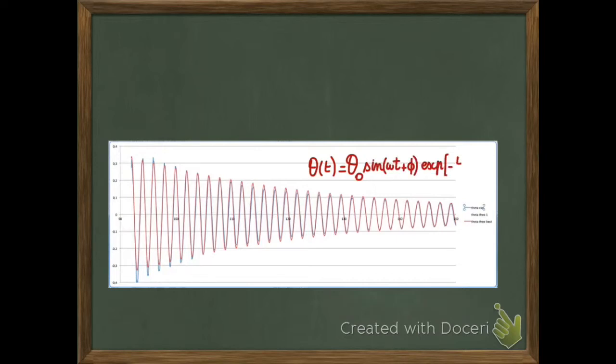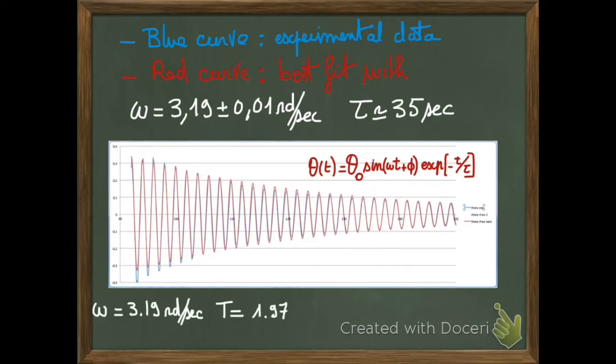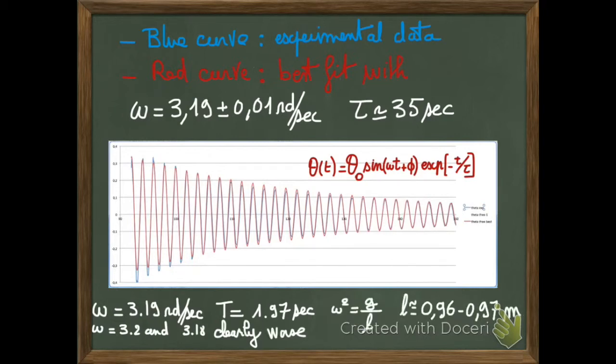Now on this curve we have both the blue curve that we had before, which is the experimental data, and a red curve that's the best fit with omega equal to 3.19 plus or minus 0.01 radian per second, and tau essentially equal to 35 seconds. If we change omega by 0.01, then we see that the fit is clearly worse.